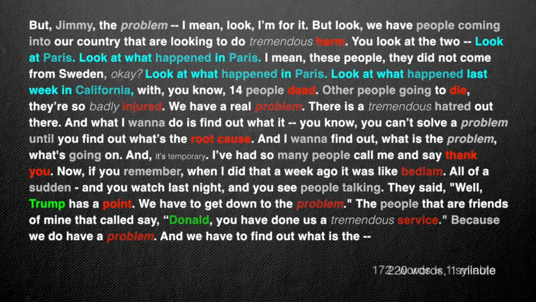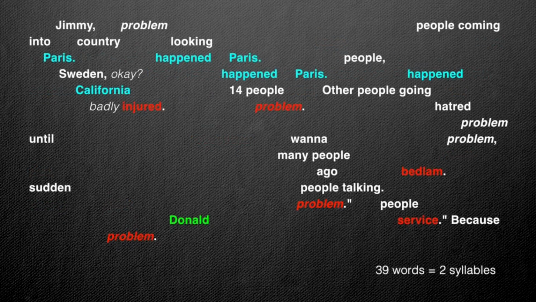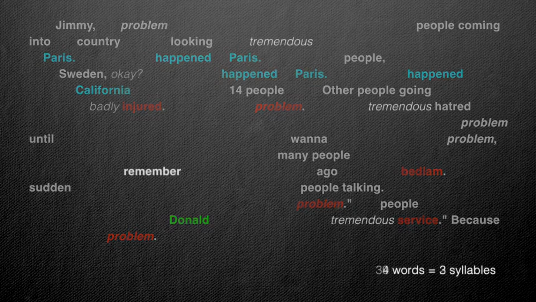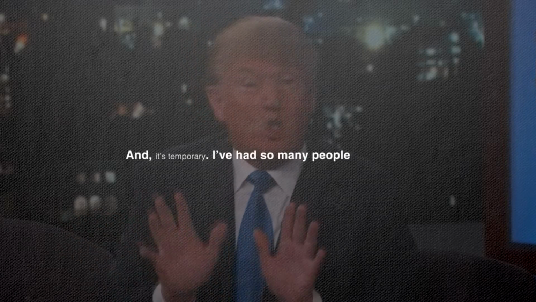Of the 220 words, 172, or 78%, are only one syllable, and often they come in a rhythmic series like a volley of jabs ending with one of his buzzwords. We have to get down to the problem. 39 words, or 17%, are two syllables long. Only four words have three syllables, three of which are the word tremendous, tremendous, tremendous. And just two words are four syllables long: California, which he's forced to use because it has fewer syllables than San Bernardino, and temporary, which he swallows. And it's temporary. I've had so many people.